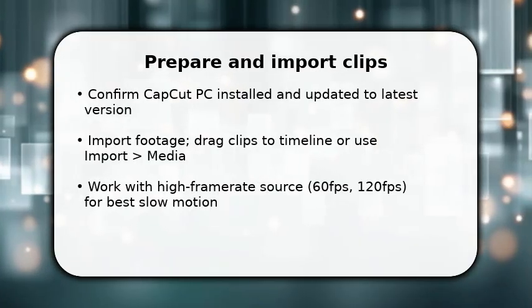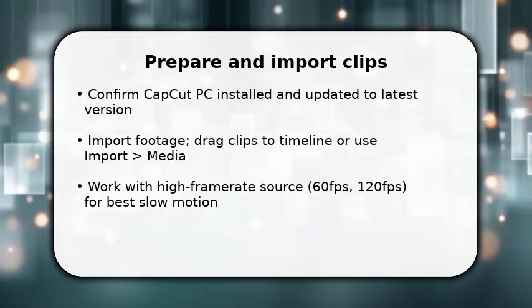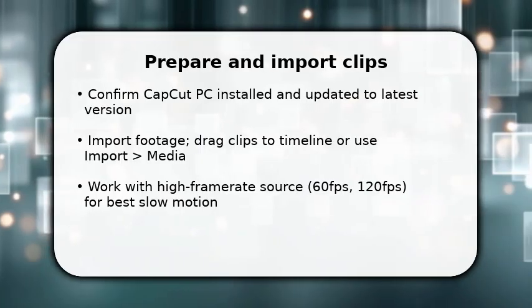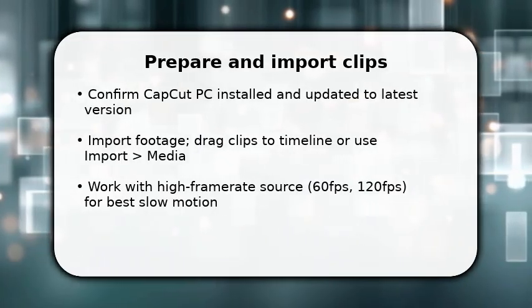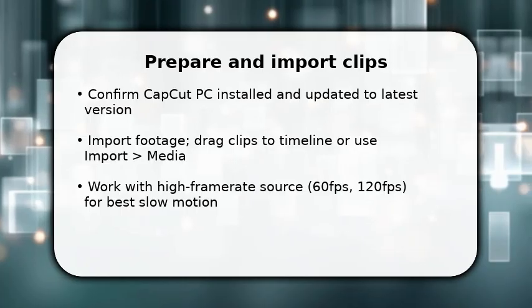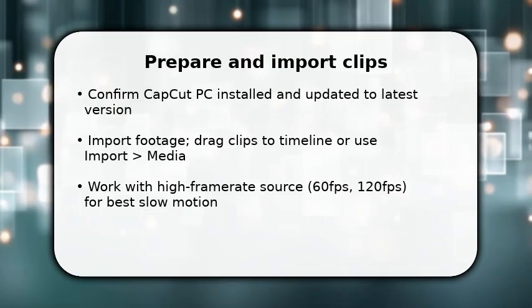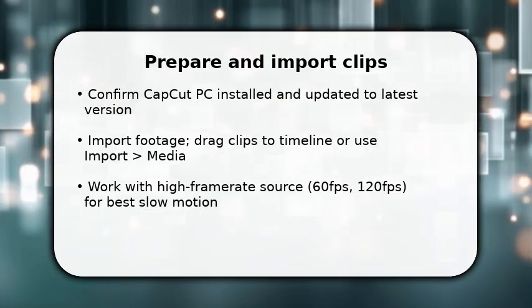You start by opening CapCut and importing your clip directly to the timeline. Don't waste time on menus. Make sure your source is high frame rate, 60 or 120 frames per second, because slow playback needs extra frames. Once done, set the project frame rate to match the source to avoid judder.